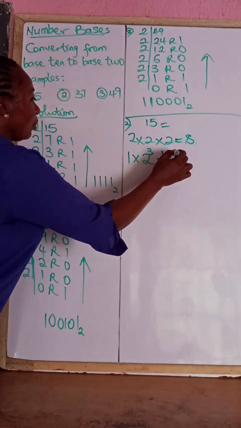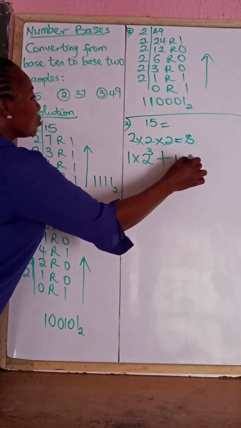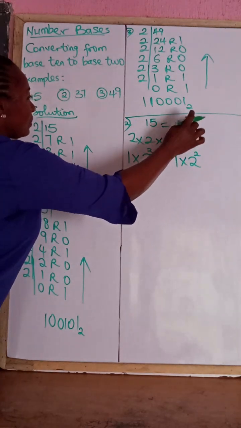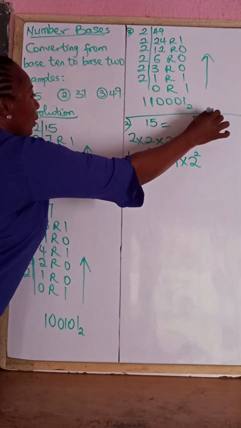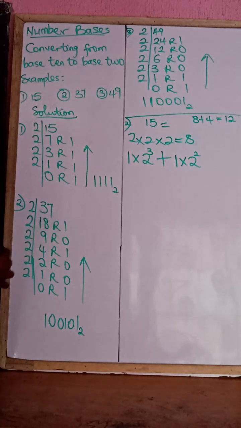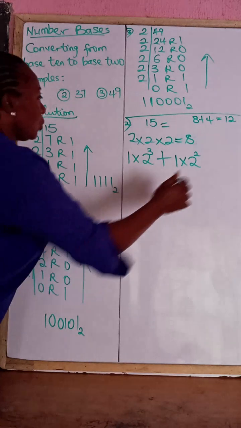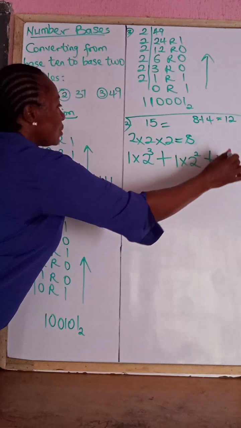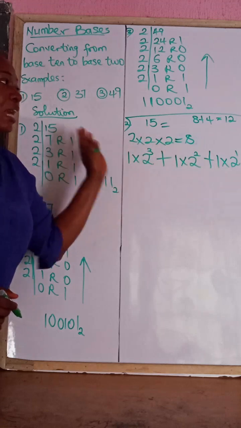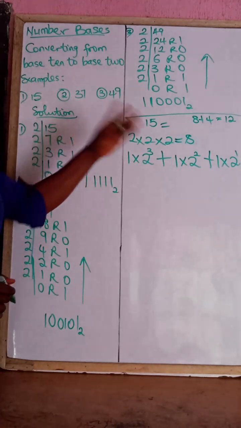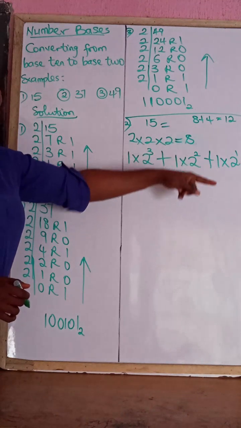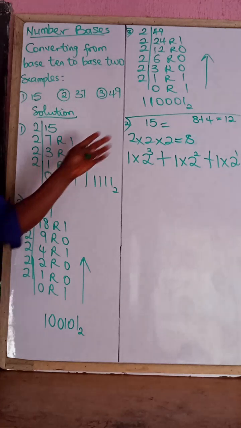So let's say plus one group of 2 raised to power 2. So we now have 8 plus 4, and that will give us 12. We still need another power of 2. So plus 1 times 2 raised to power 1. But the powers must be descending as it moves, and it doesn't jump. You don't have 2 raised to power 3 and the next thing you will see is 2 raised to power 1. No, it doesn't work like that. But let's see how it goes.